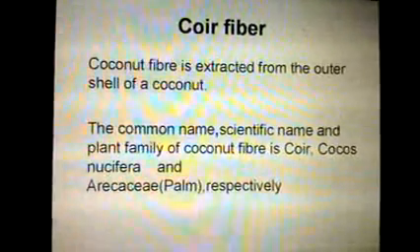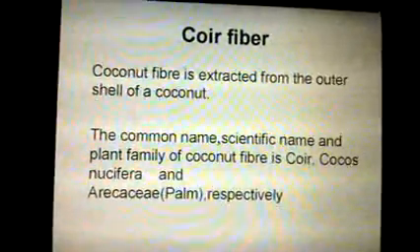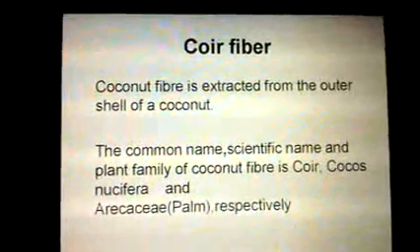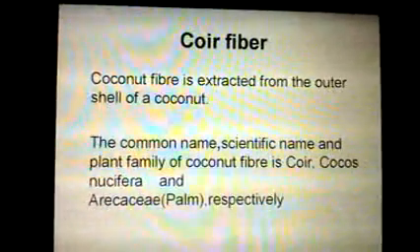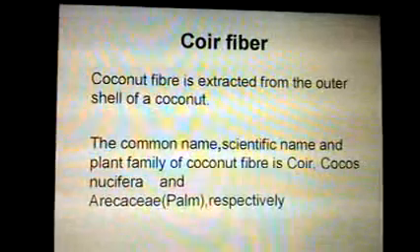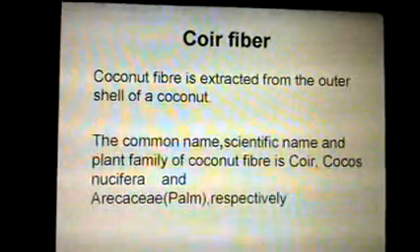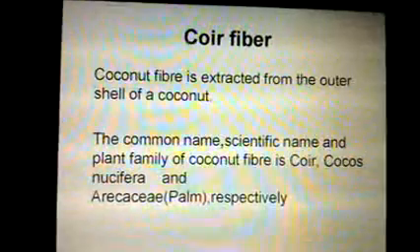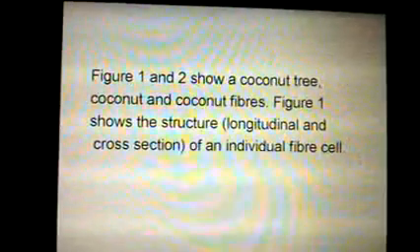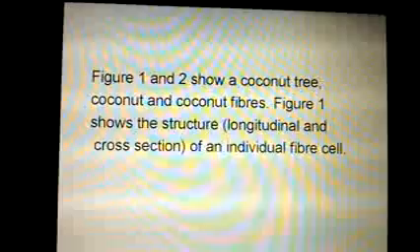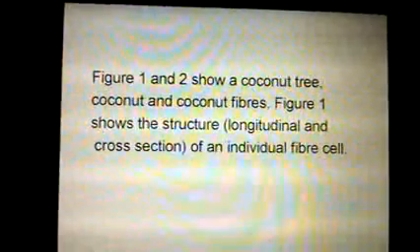We will see now coir fiber. Coconut fiber is extracted from the outer shell of a coconut. It is also called coir fiber. The common name, scientific name, and plant family of coconut fiber is coir, Cocos nucifera, and Arecaceae. It is also called palm. Figures 1 and 2 are going to show a coconut and coconut fibers.